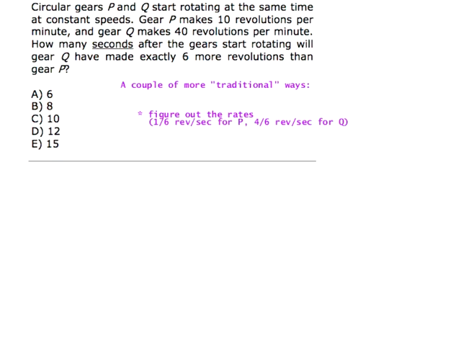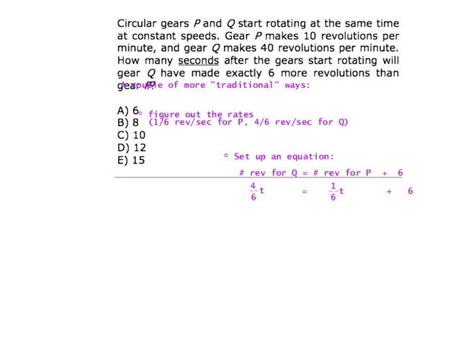So the equation would be the number of revolutions for Q is the number of revolutions for P plus 6. This would be time in seconds times 4/6, and this would be time in seconds times 1/6. And then if you solve this, that'll work. That's one way to do it once you've got the rates.